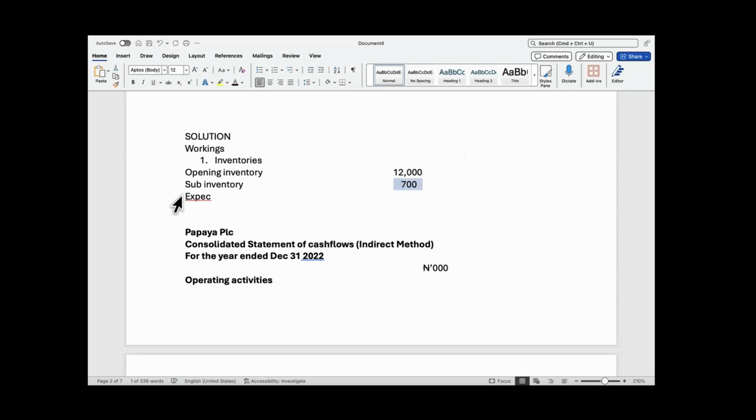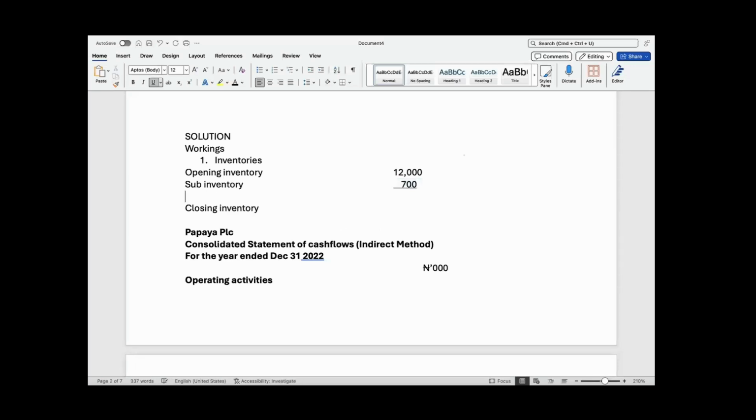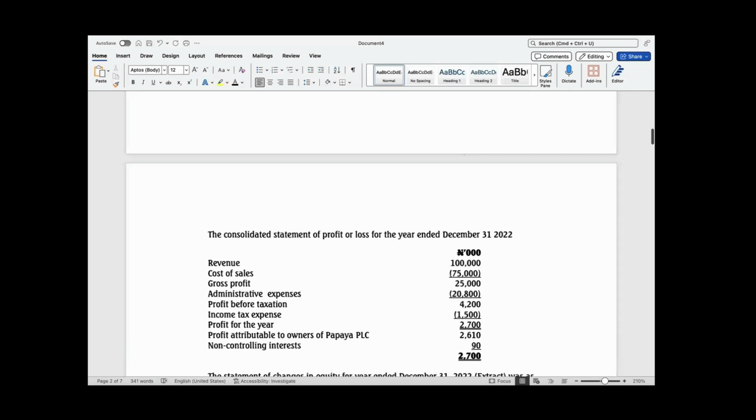Let me just do it the way I've taught you before. After PSC, expected is 12,700, and they will now less closing inventory. If you feel that is better, I can do that. Expected closing inventory is 12,700. So what's the closing? 14,500.